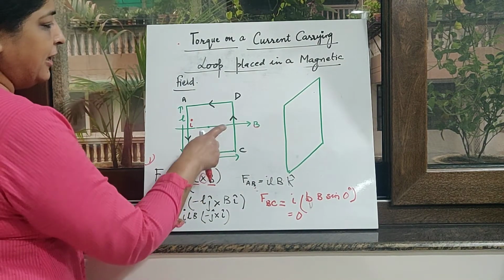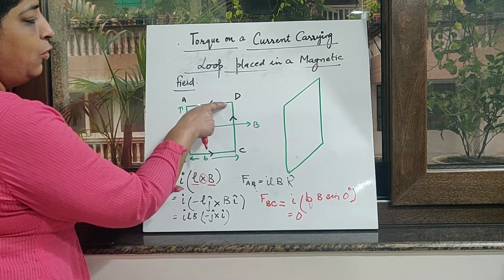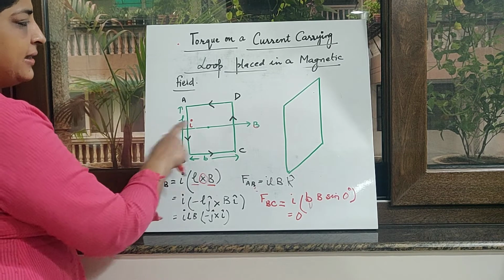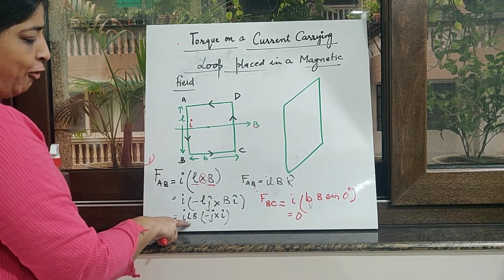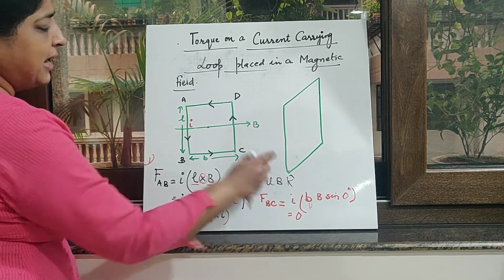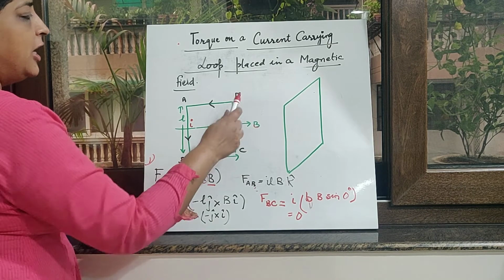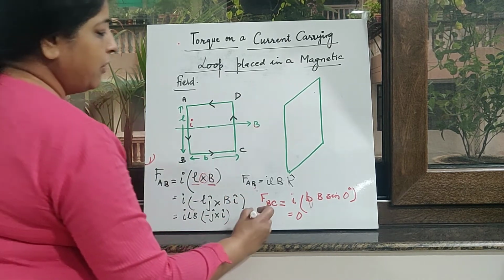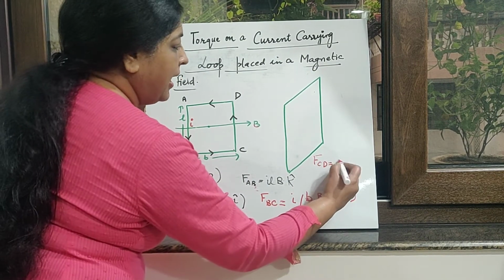Now you can see that for the section CD of the loop, the current is opposite to AB. And the rest of the things are the same. The magnetic field is in the same direction. Hence, if the force is in the K direction, outwards, for the arm AB, it will be into the plane of the board for the arm CD. So I will write down the force on the arm CD will be I L into B.